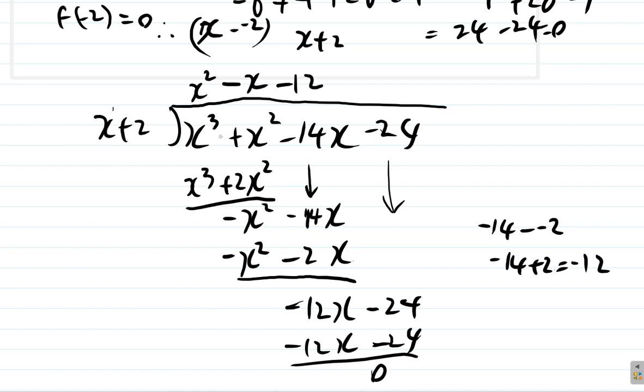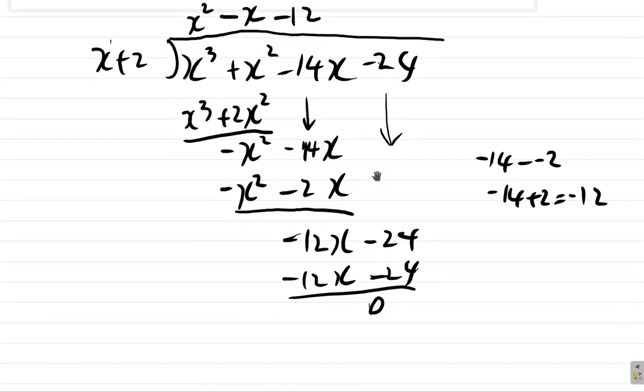Right. Remember, what you do is use long division here. You divide x cubed plus x squared minus 4x minus 24 by x plus 2. Now, we have this quadratic, x squared minus x minus 12.